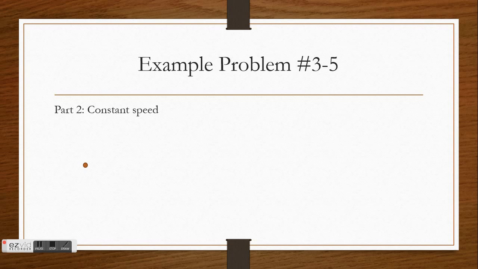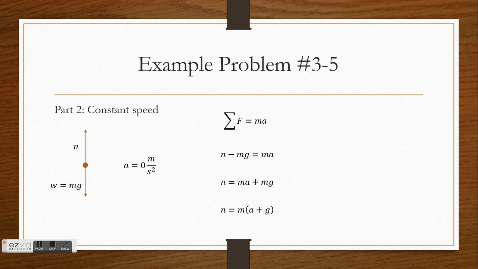So the second part is the constant speed part between the two floors. Acceleration is equal to zero. I still have my two forces, weight and normal force. And if I apply Newton's second law, I can run through the exact same set of algebra. Normal force minus mg equals ma. Normal force equals ma plus mg. Normal force equals m times (a plus g). And so normal force is equal to (0 plus 9.8) times 65.